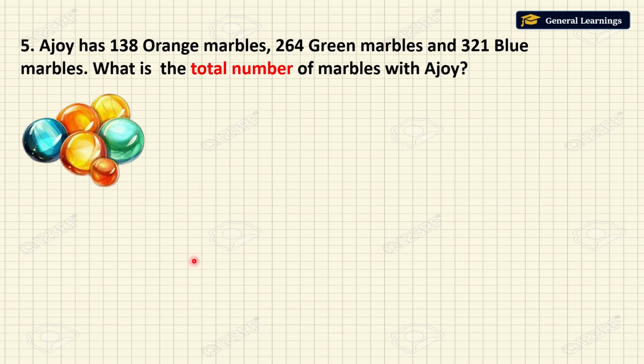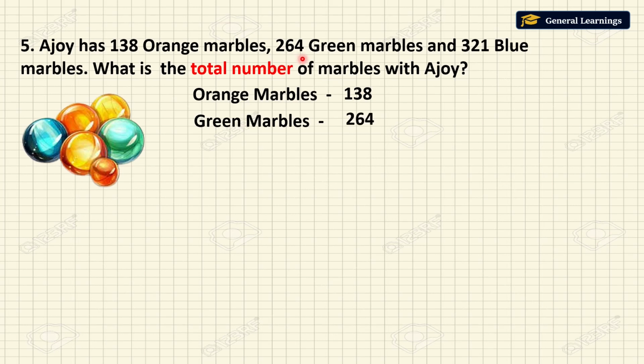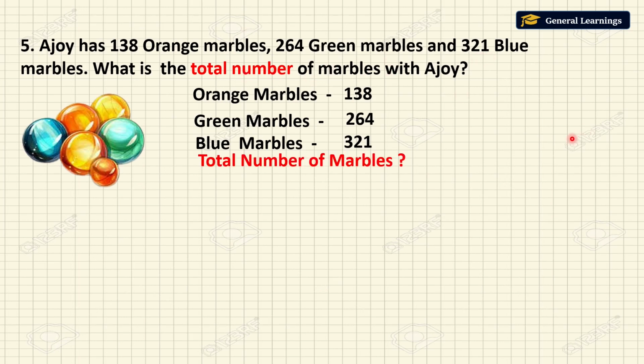Next we will see another example. Ajoy has 138 orange marbles, 264 green marbles, and 321 blue marbles. What is the total number of marbles with Ajoy? So here they have given the hint "total number", so we should find the addition. So Ajoy had orange marbles as 138, green marbles as 264, then blue marbles as 321. Now we are going to find the total number of marbles.